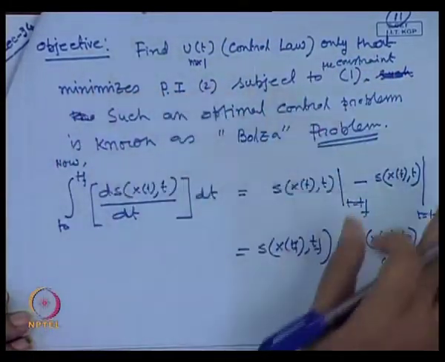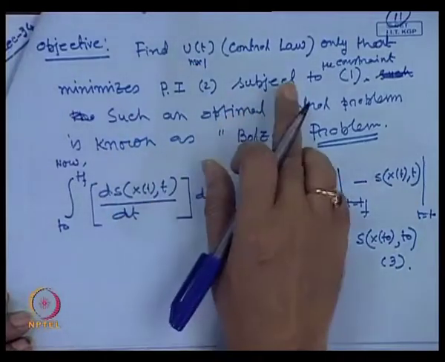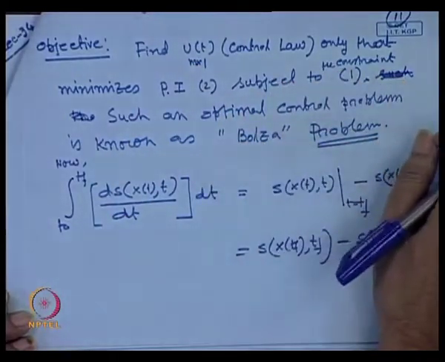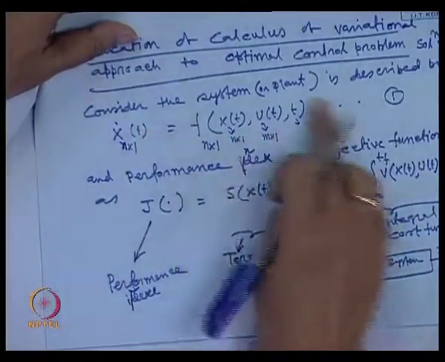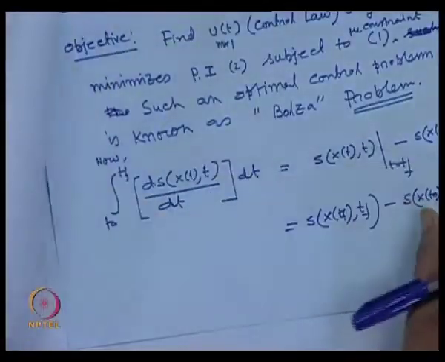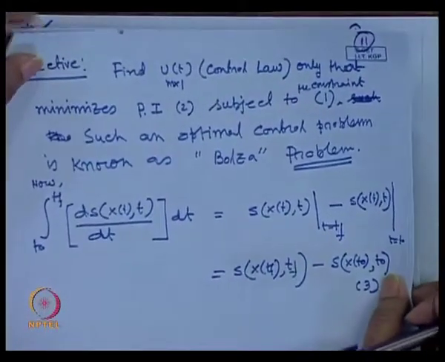Agree? So, our objective is to find u of t that minimizes the performance index, subject to constraint 1, that is, our constraint is the dynamic equation. So, this is a constrained optimization problem. Previously, we discussed the minimization of a functional without any constraints, but here we are considering constraints, and this problem is also known as the Bolza problem.